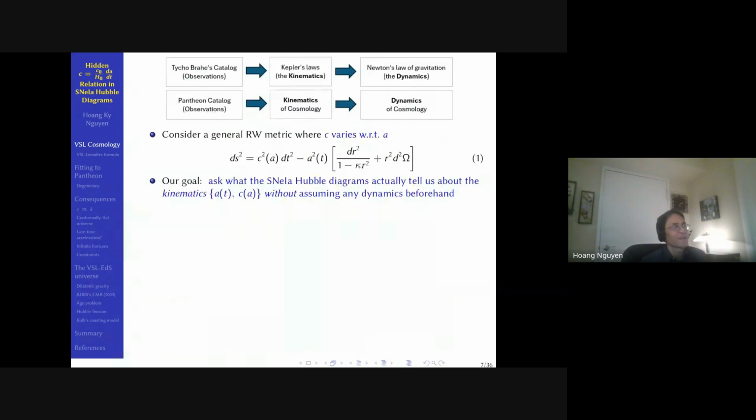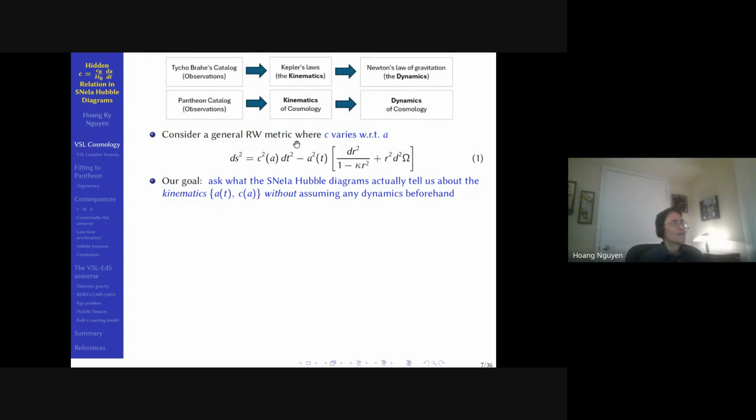All right. So therefore we are making the same analogy here. Instead of from the Tycho Brahe catalog, from observation to kinematics to dynamics, we have the same thing. We will start from the Pantheon catalog observation. We are going to deduce some kinematics for cosmology first, and after that we find the dynamics that suit that kinematics.